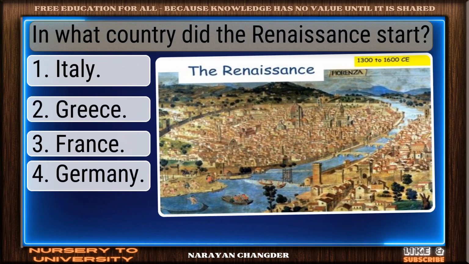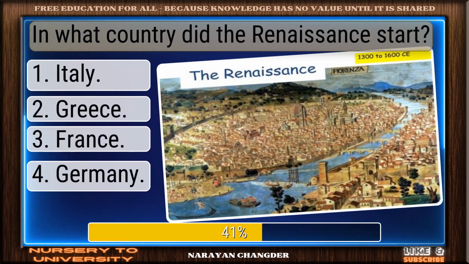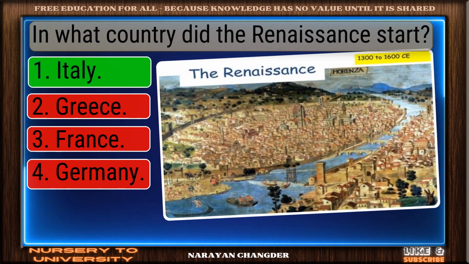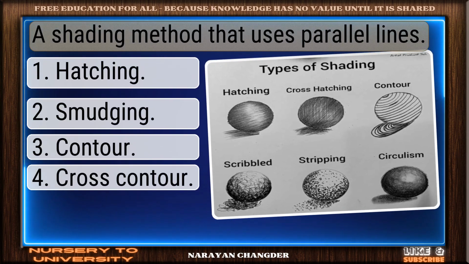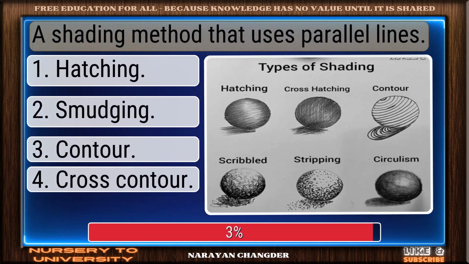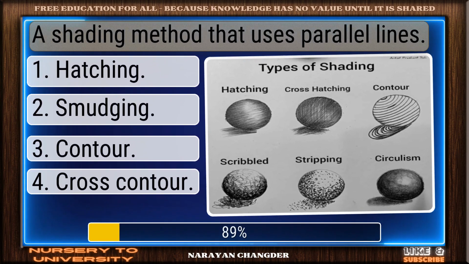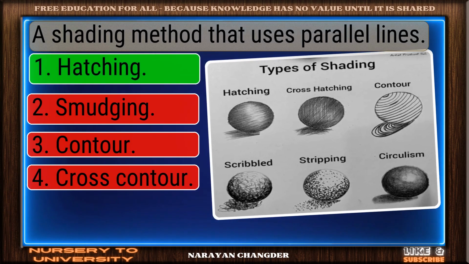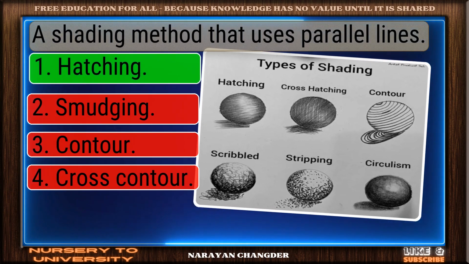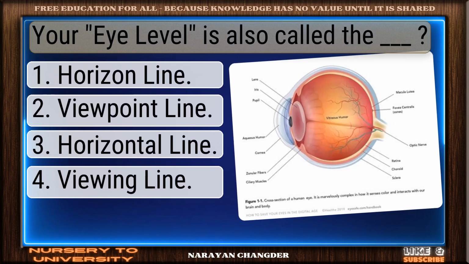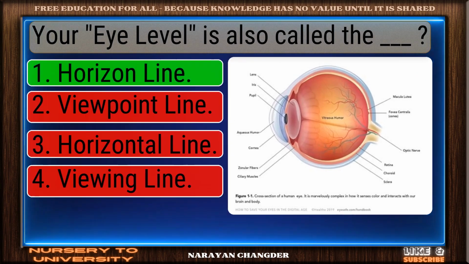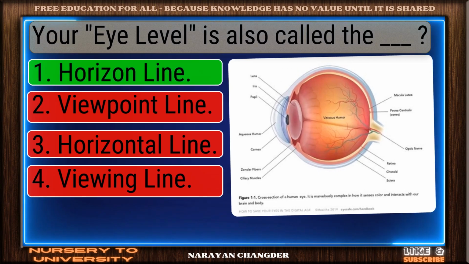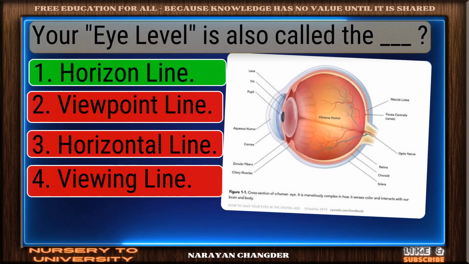In what country did the Renaissance start? Great thinking. Italy is the right choice. A shading method that uses parallel lines. Good job. Your answer, hatching, works well here. Your level is also called the dash. Nice work. You chose horizon line and it is correct.